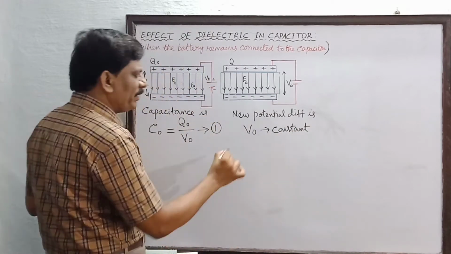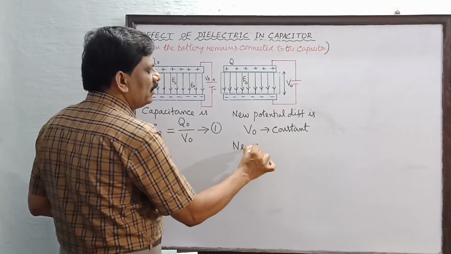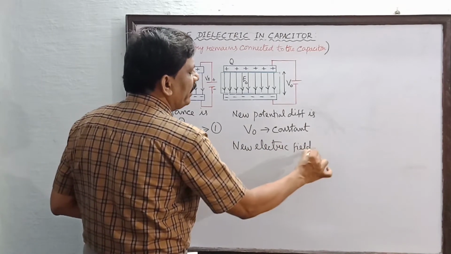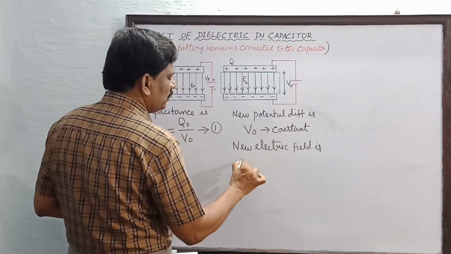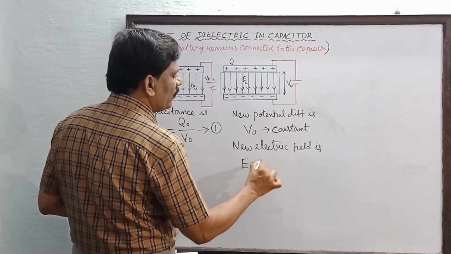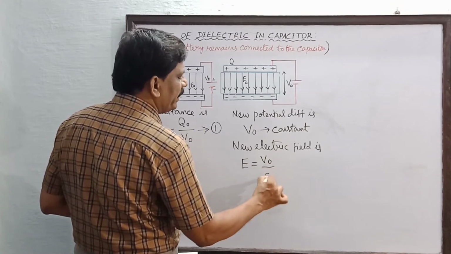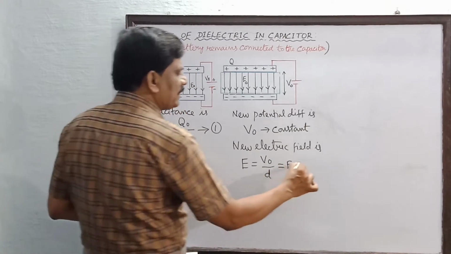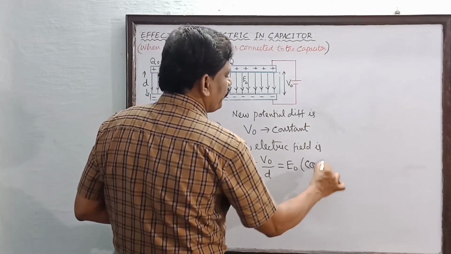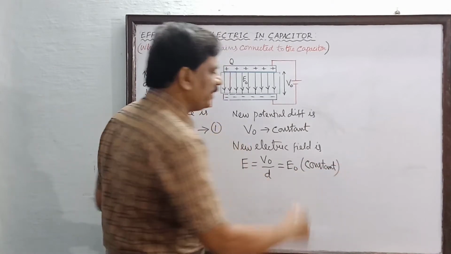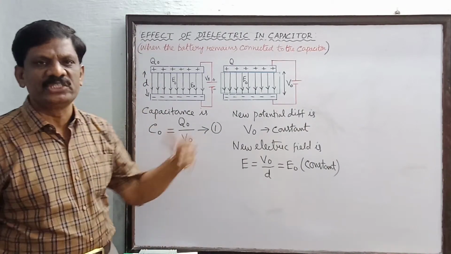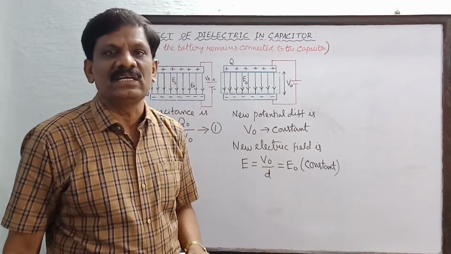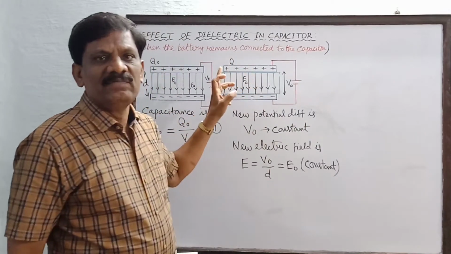As a result, what will happen to the new electric field then? The new electric field E is now equal to V0 divided by d, that is equal to E0. So the electric field is also a constant. Even after introducing the dielectric, there is no change in the potential difference and the electric field. But what will happen to the charges? Now the charges will increase.